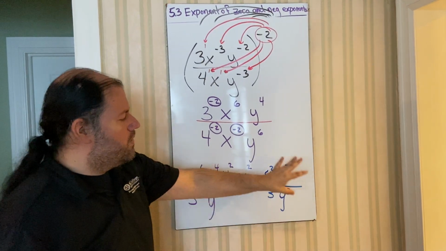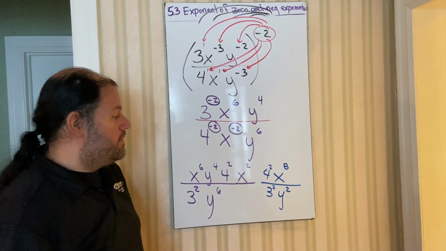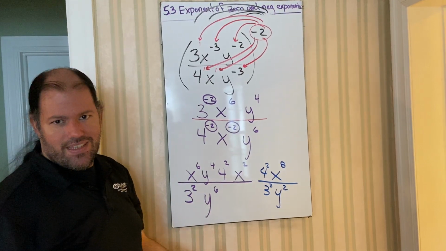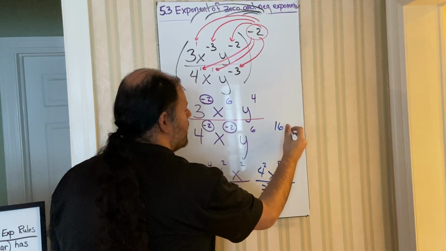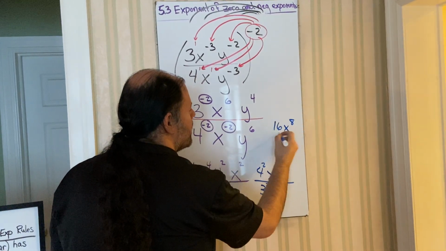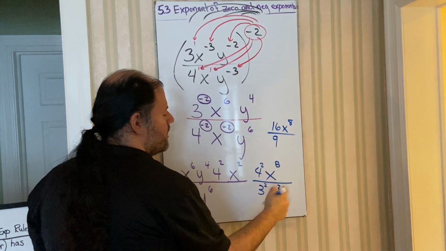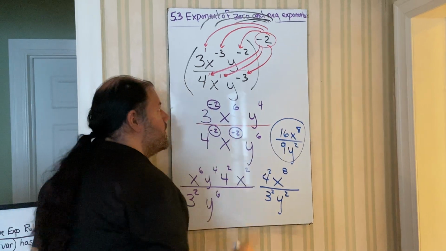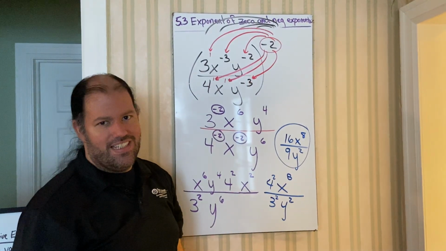Once you do the product and quotient rule, then you just simplify. How are you going to simplify? You know what 4 squared is? That coefficient can be written as 16. You know what this is? 9. y squared. This is your final answer. Looking at this versus this, you can clearly see it is simplified.